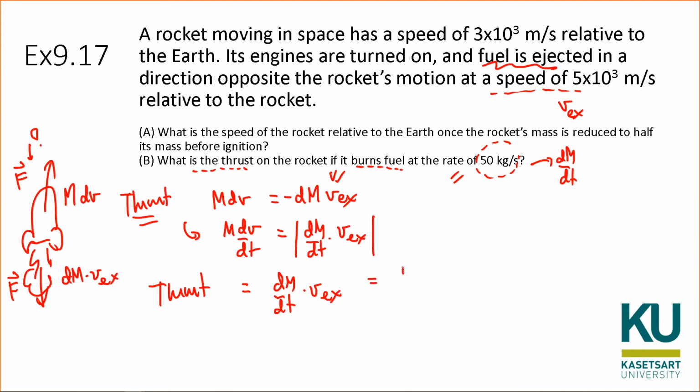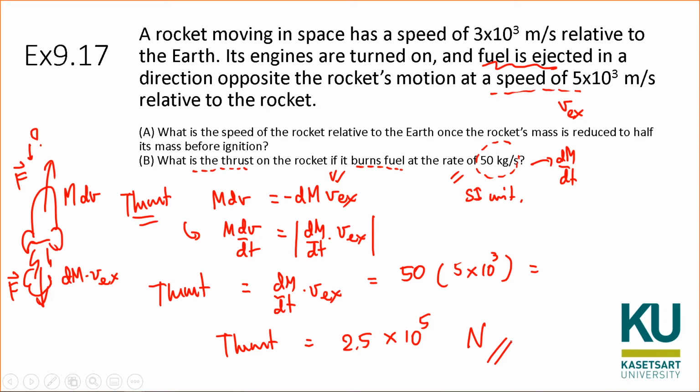So that is 50 kilograms per second already. We don't need to do any conversion because we have the unit in SI unit here. And multiply with V expel, which is the velocity of this one, 5 multiplied with 10 to the power of 3, and finally you get the thrust equal to 2.5 times 10 to the 5 newtons.